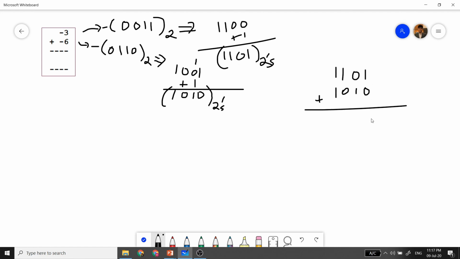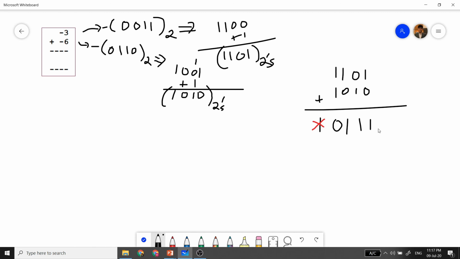So 1 plus 0 is 1, 0 plus 1 is 1, 1 plus 0 is 1, 1 plus 1 is 0 and a carry of 1, so this will be 1 right here. So since I got an extra 1, I will have to discard it. This will be discarded. My final answer is 0, 1, 1, 1. Pause this video and think if there has been an overflow here or not.